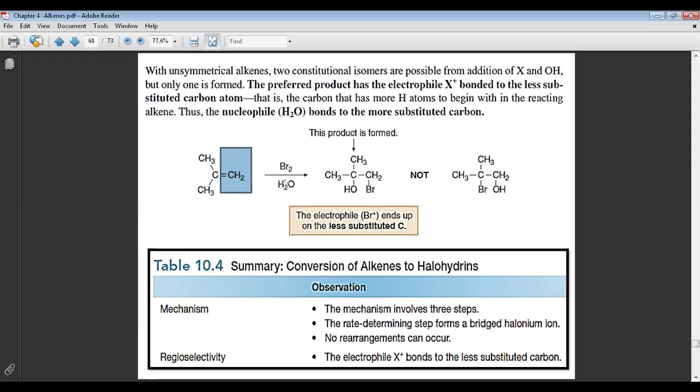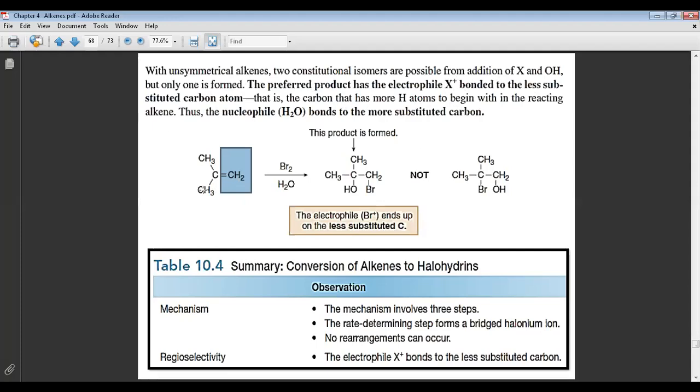And then the OH minus, the negative part, will be added to the second carbon. The preferred product has the electrophile here, X, bonded to the less substituted carbon atom. That means it is like the Markovnikov rule. And here the H2O, the nucleophile, will be bound to the more substituted carbon.